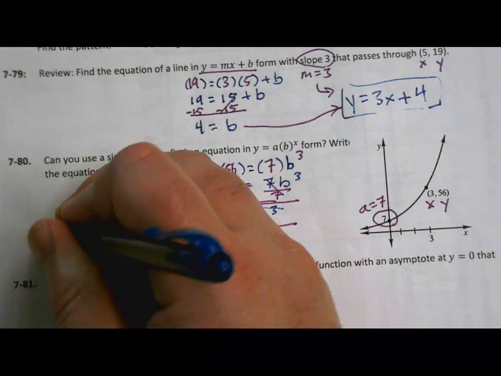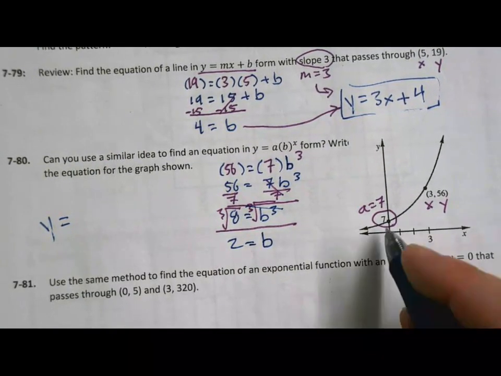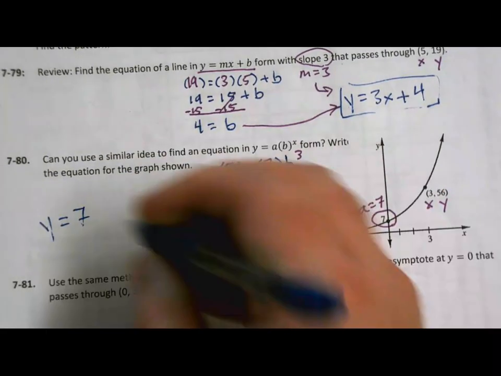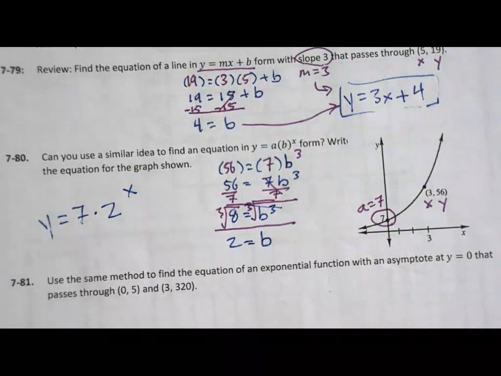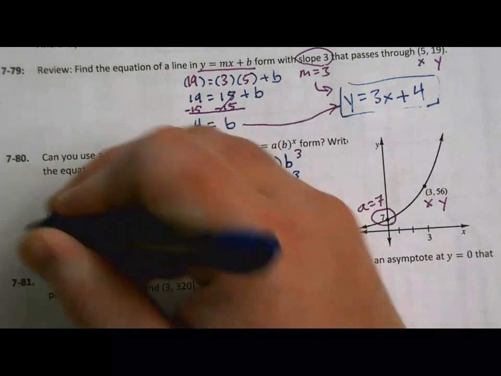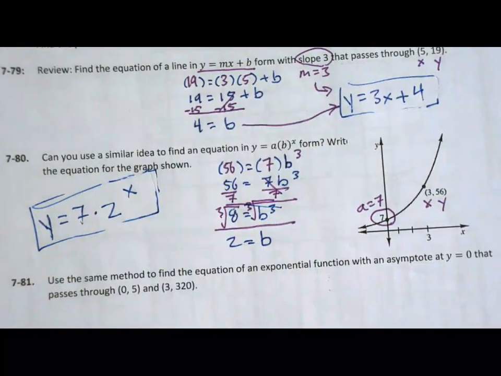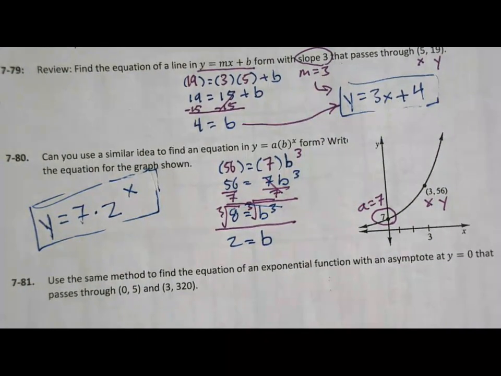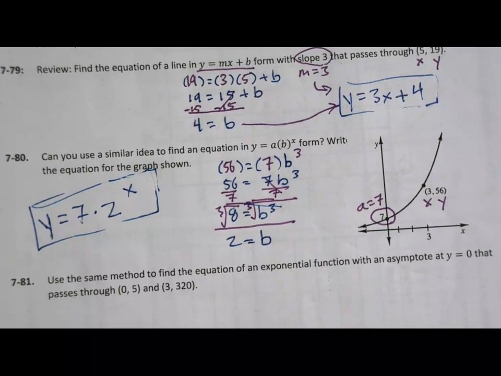I'm going to put it out here where I got some space. y equals a times b to the x power. A was 7. We just figured out that b was 2, to the x power. We could put parentheses around that 2 if we want. If it's not a fraction, you don't have to. I'll leave them off today. All right. Any questions so far? Questions?